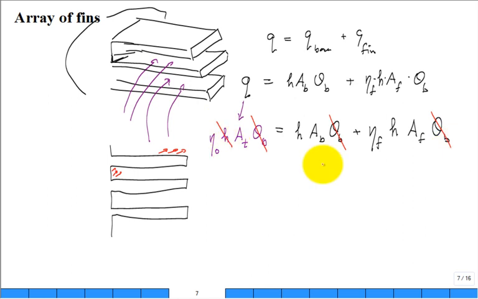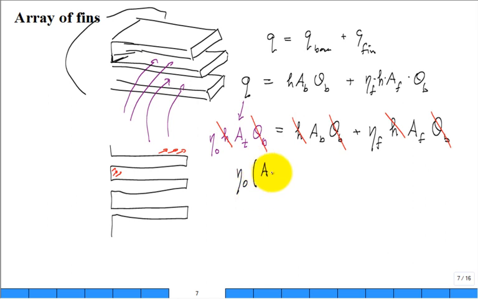We can cancel the H's. They're the same in all of these coefficients. And now we have an equation for the overall efficiency of that array of fins attached to a surface, and you can just work this out. Let me do this for a minute.